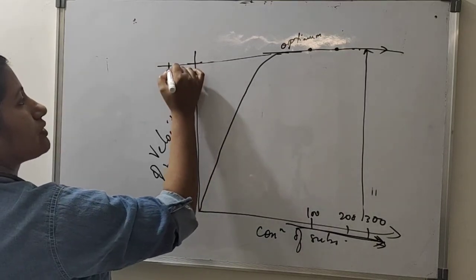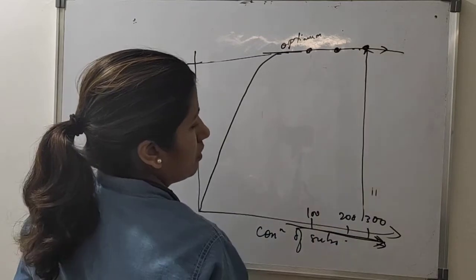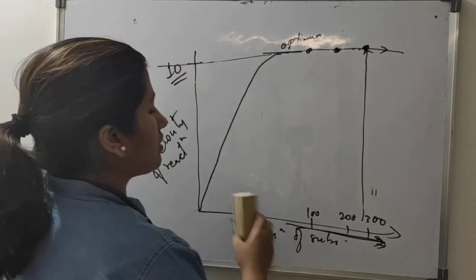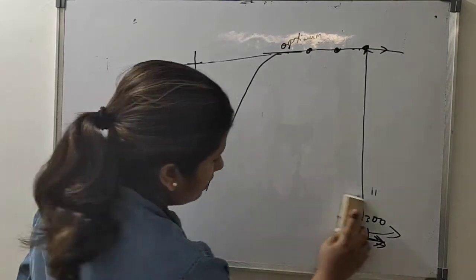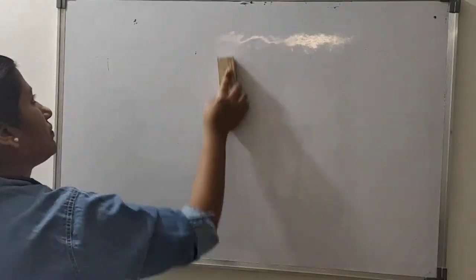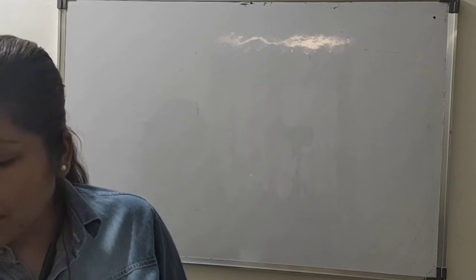Suppose the velocity here is 10. So it is remaining 10 here, no matter how much you are increasing. So that is figure 9.7, the graphical representation of the factors affecting enzyme activity. Now we will see the enzyme action.